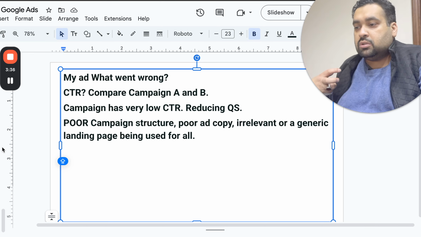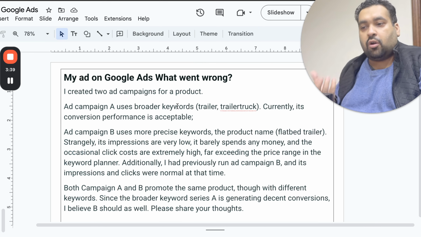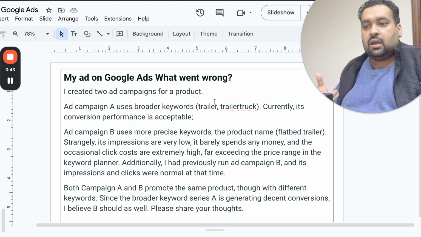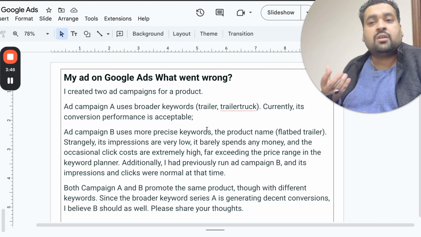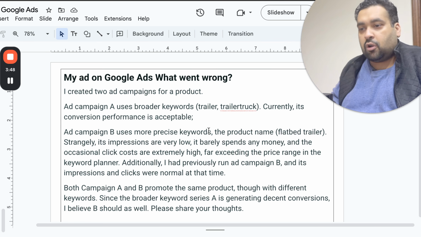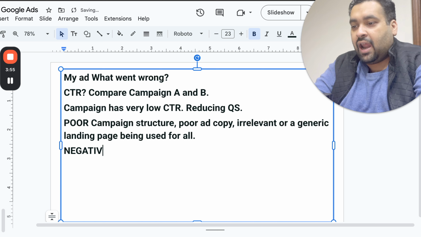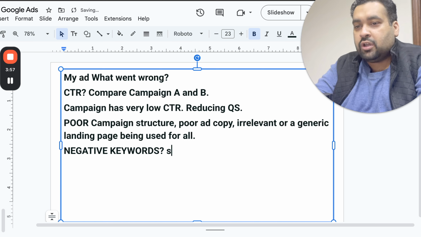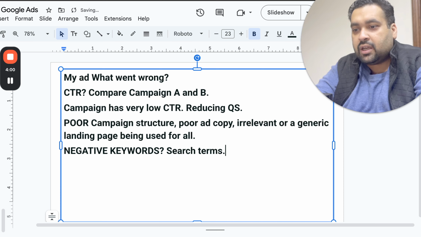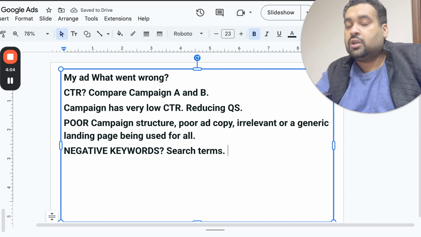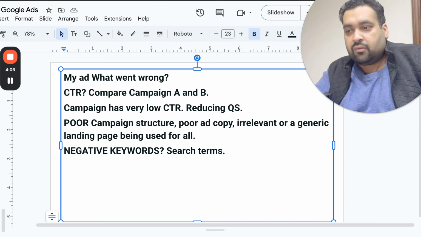Also, you said that you use broader keywords in one and precise keywords in the other. Another possibility is, I assume you are using broad match with both A and B, so a lack of negative keywords could be an issue. If that is the case, go to your search terms to see if you are getting irrelevant traffic. With broader match keywords you need to look around, because you may be getting a lot of irrelevant traffic, so you need to figure this out and sort it.